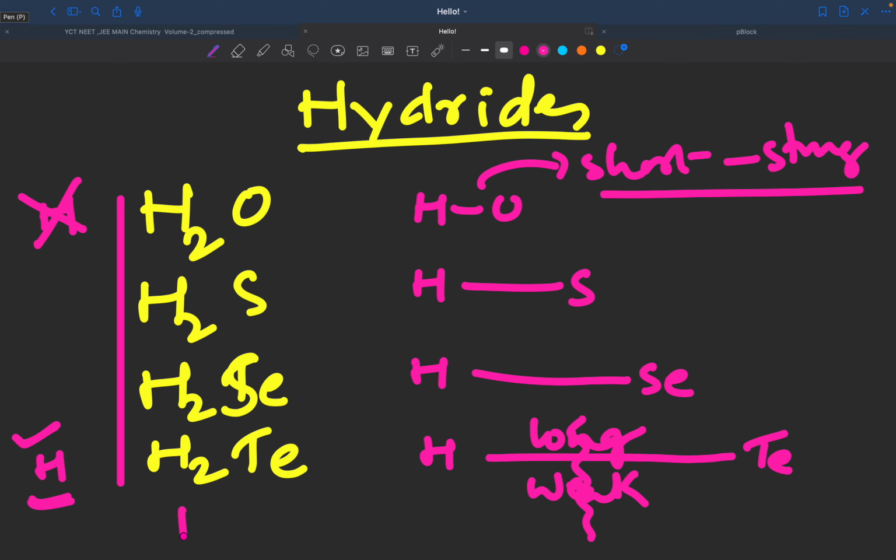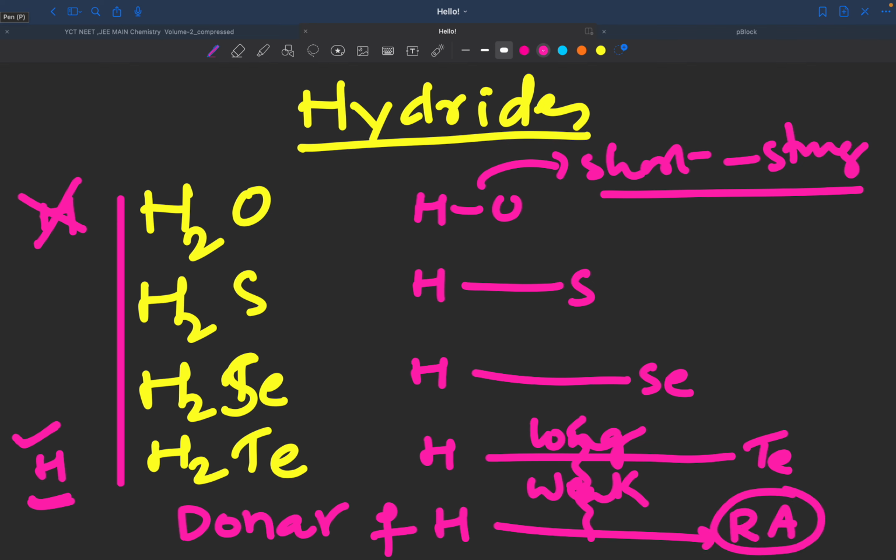Anyone which donates hydrogen, the donor of hydrogen, is called a reducing agent, isn't it? So can you tell which one is the strongest reducing agent? You have 4 options, 1, 2, 3 and 4. Strongest reducing agent ever. Who will answer it?